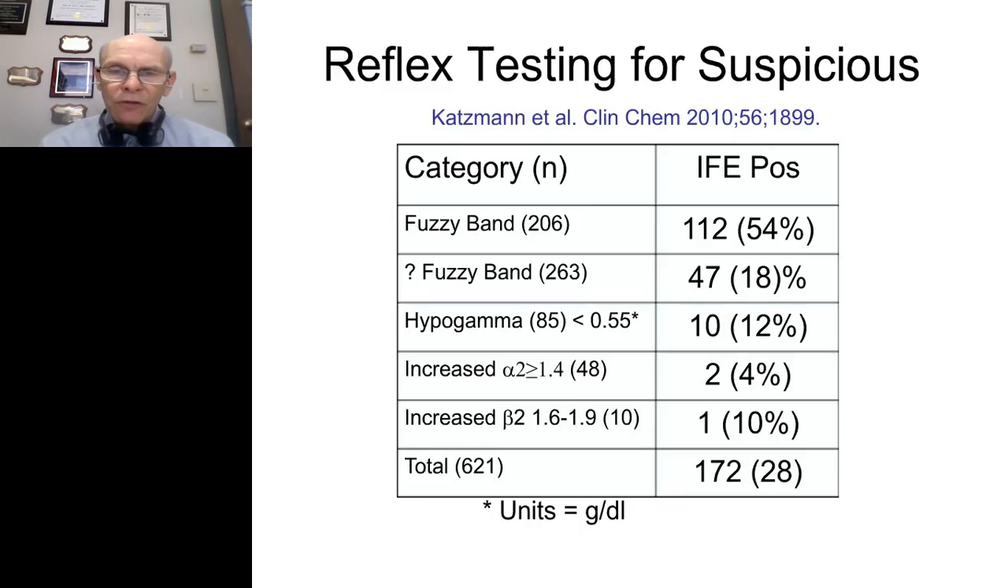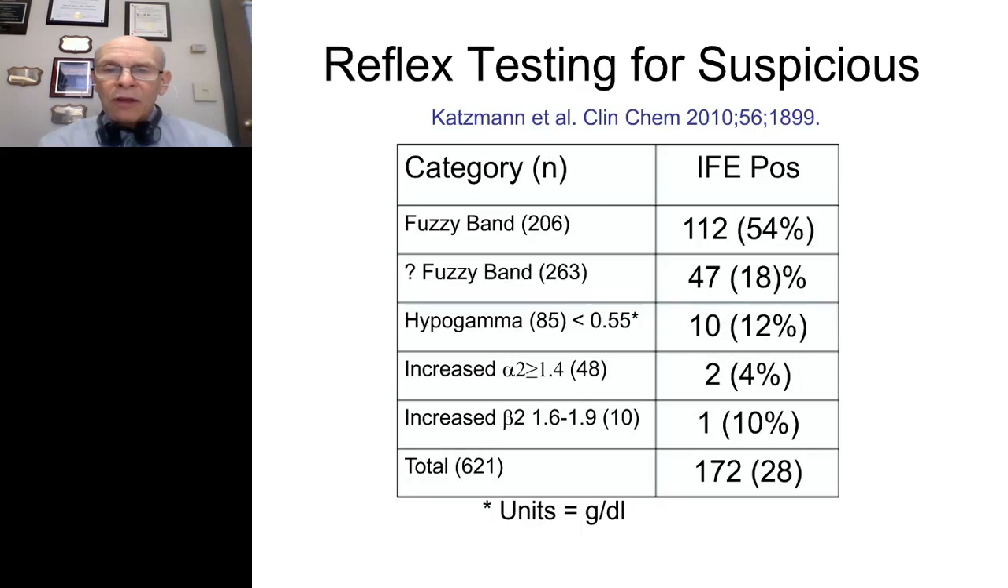Increased alpha-2 region, greater than 1.4 grams per deciliter, was found in 48 patients. Only 2 of them, 4%, had monoclonal proteins. So you're less likely to find monoclonal proteins in the alpha-2 region, but you can, and I will also show you that.